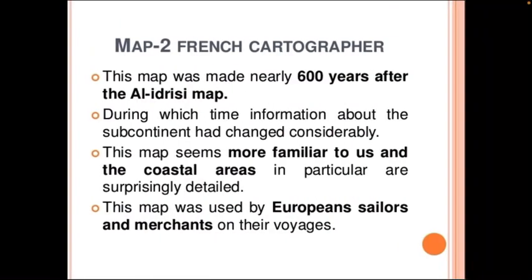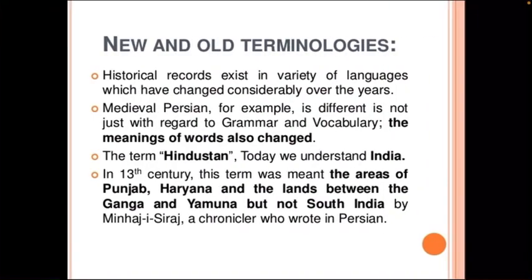Whereas Map 2, which was made by a French cartographer nearly 600 years after Al-Idrisi's map, is considerably matching today's map. It is more or less familiar to us, and the coastal areas in particular are surprisingly detailed. This map was used by European sailors and merchants on their voyages when they visited India. There were some terminologies, and we are going to study about the new and old terminologies.